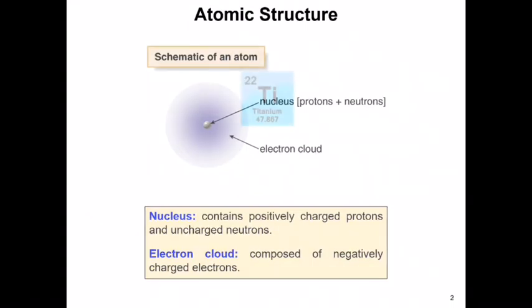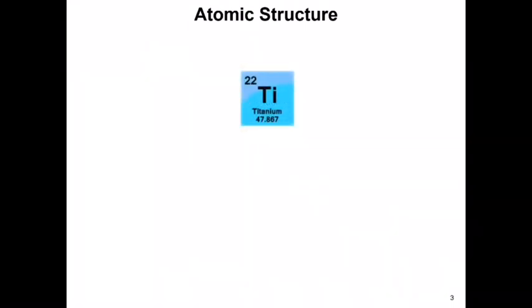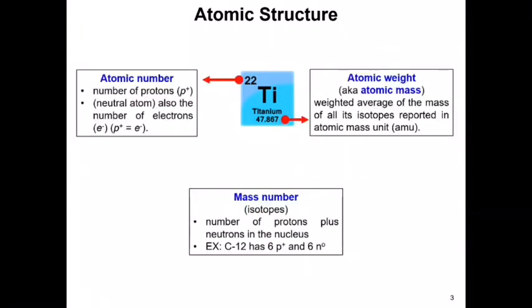quantum number. When you look at the periodic table of the elements, you'll notice three main things: the symbol of the element, the atomic number, and the atomic weight. The atomic number indicates the number of protons and also the number of electrons. Titanium, for instance, has atomic number 22, which means that a single atom of this element contains 22 protons and 22 electrons. The atomic weight is also known as the atomic mass.